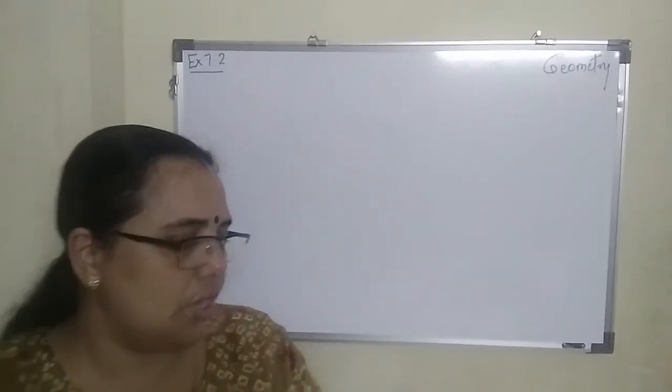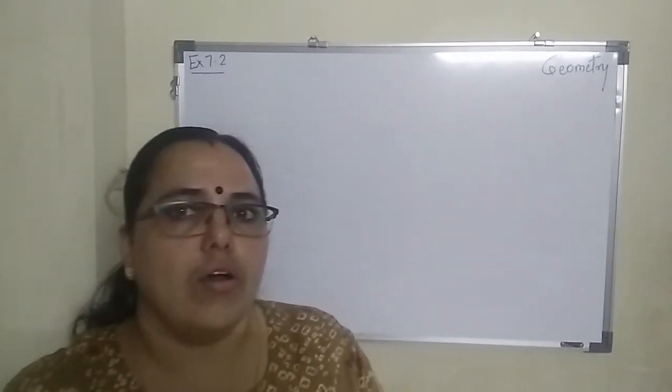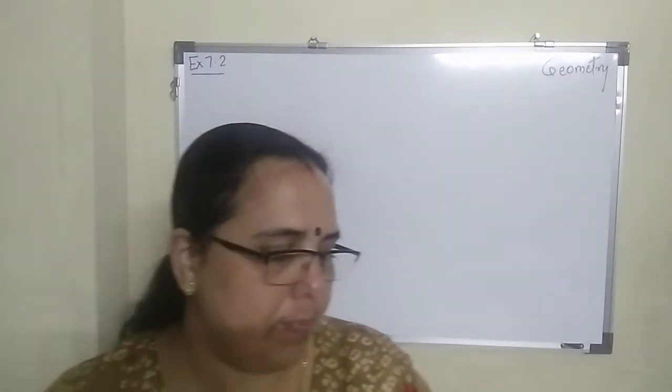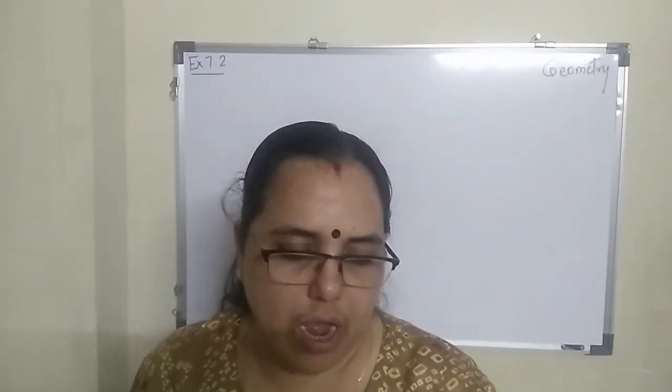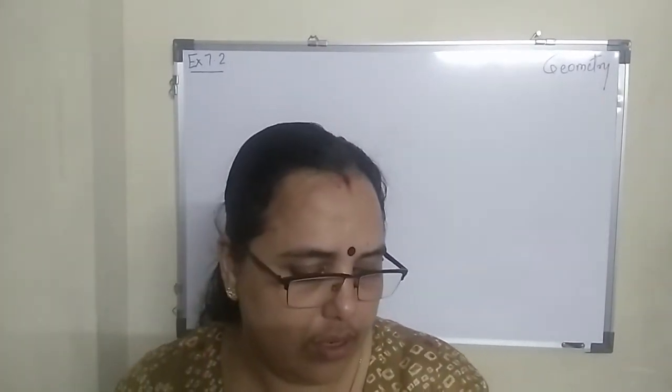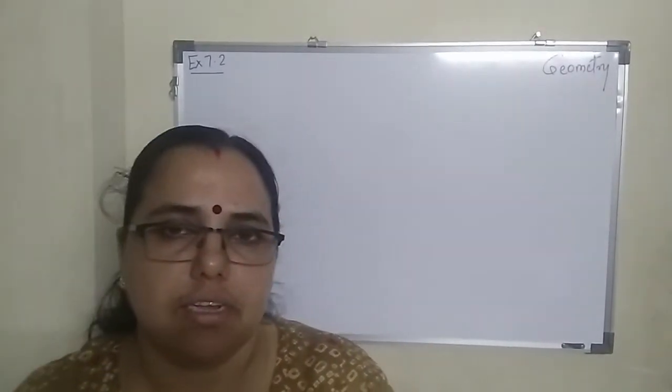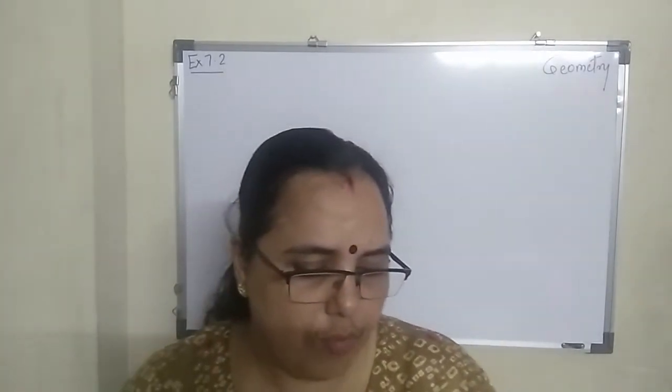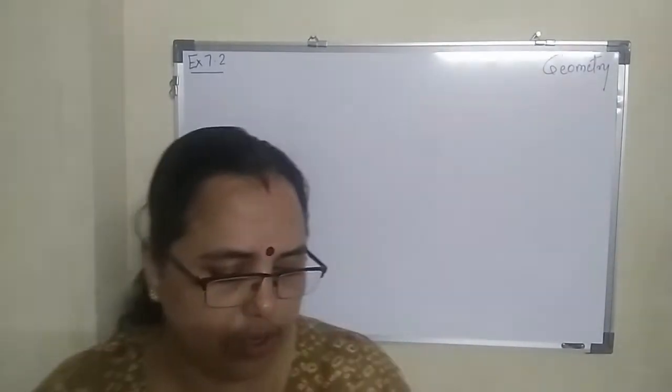Radii of two circular ends of a frustum shaped bucket are 14 centimeter and 7 centimeter. Height of the bucket is 30 centimeter. How many liters of water can it hold?